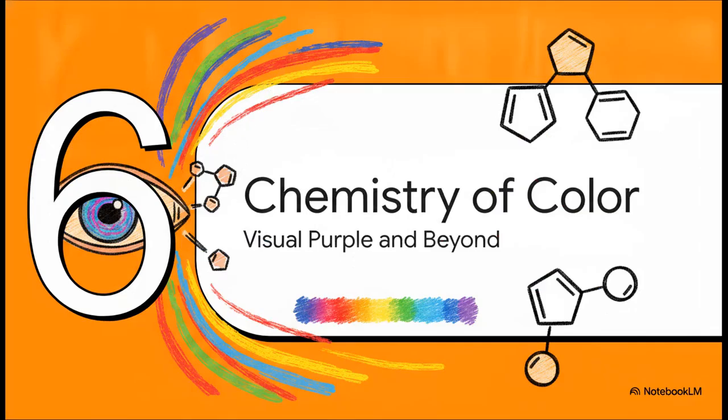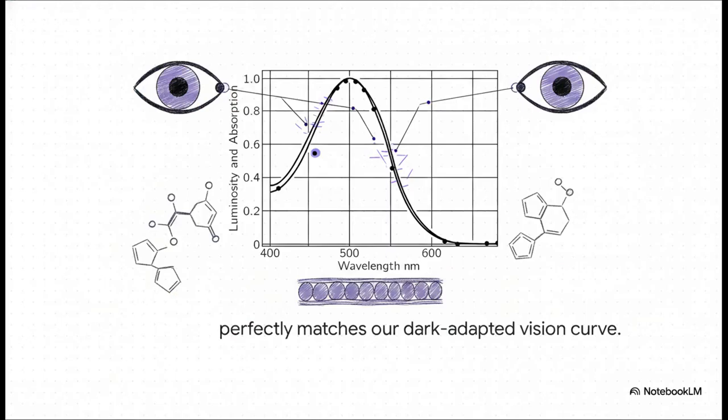Section 6. The chemistry of color, visual purple and beyond. Let's bring it all home and look at the ultimate physical proof, found right in the literal chemistry of the eye. Just take a look at this absolutely beautiful convergence of biology and chemistry. The dots you see here represent the actual chemical absorption of a pigment they extracted from the eye, a pigment called visual purple. And get this, it was discovered way back in 1877.